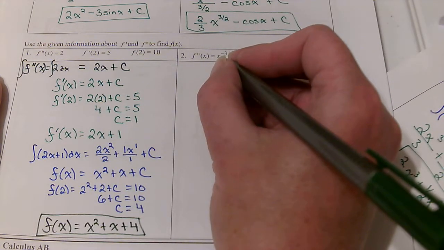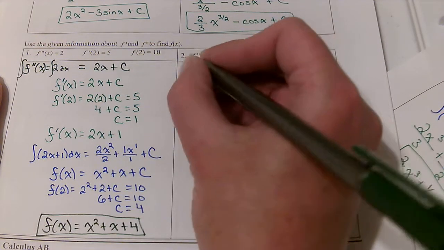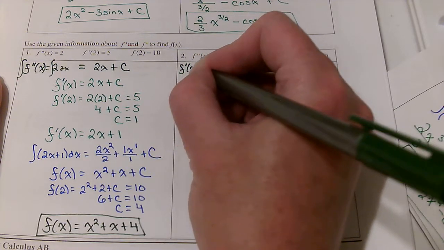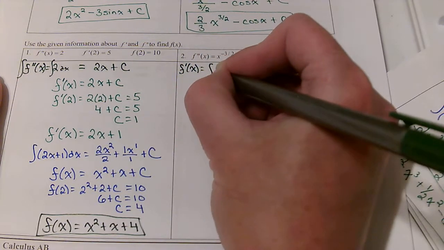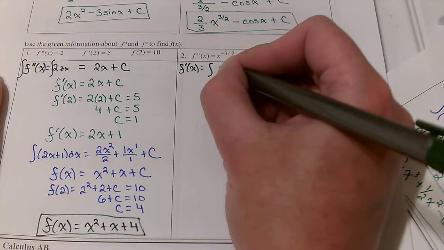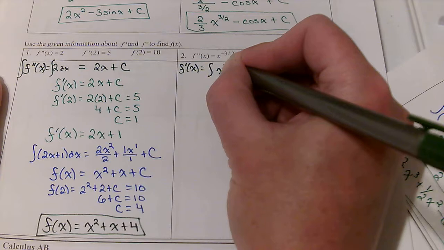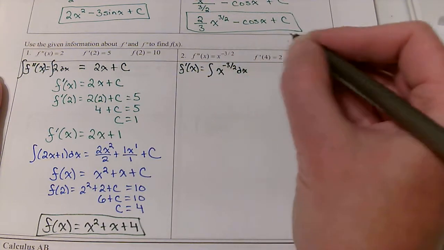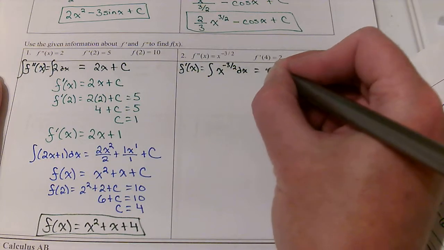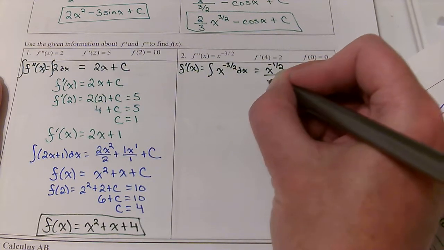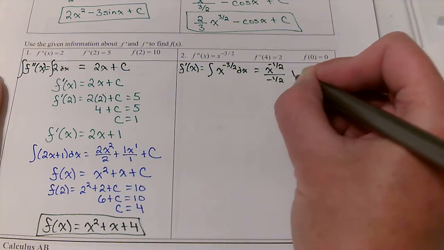Second derivative is x to the negative 3/2. So to find f prime, that's going to be the antiderivative. Why does that look funny, Allison? Antiderivative of x to the negative 3/2 dx. Which means I need to add 1 to the exponent. Makes it still negative, sorry, divided by the new exponent plus some c.